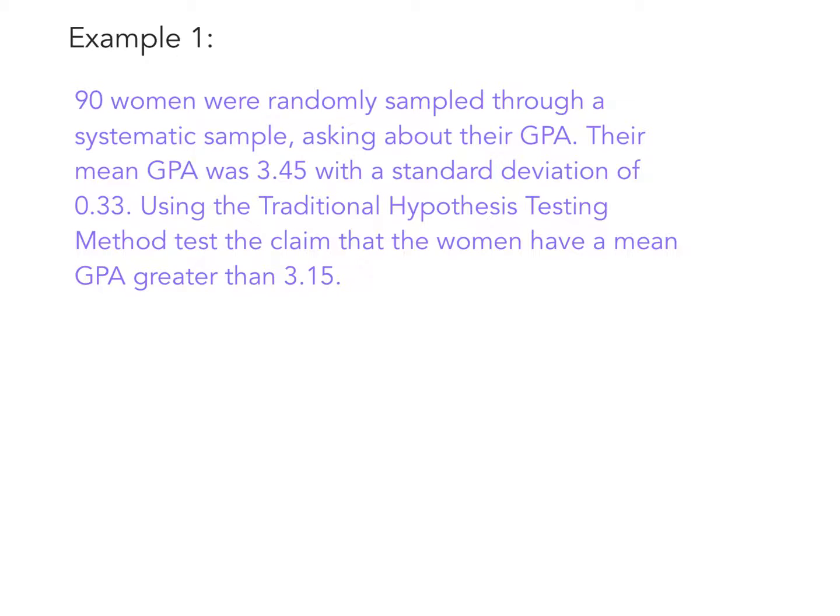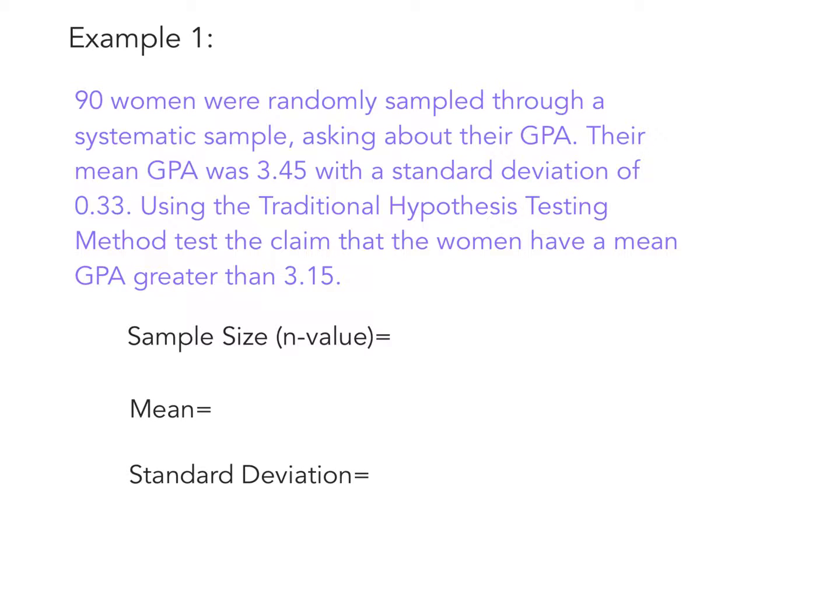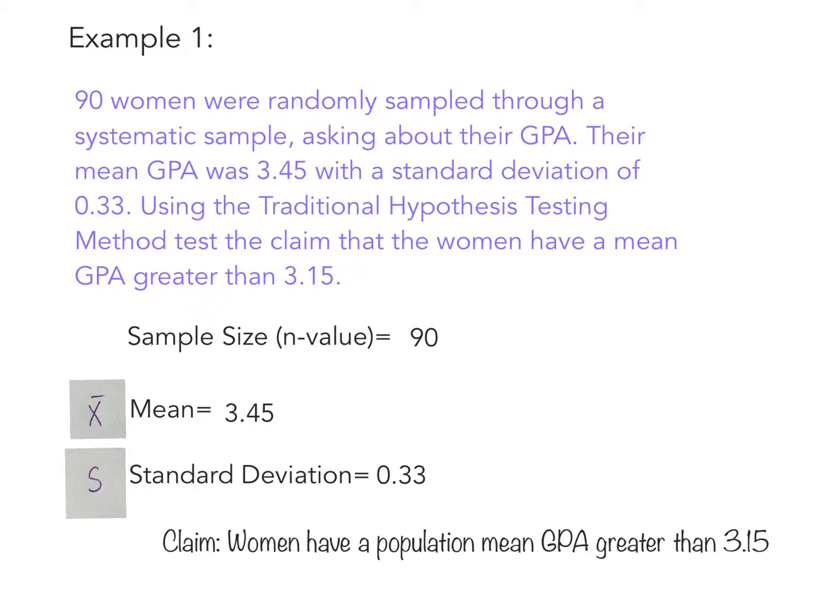I like to start these problems by pulling out all of the important information. That way, I don't need to keep referring back to an entire paragraph later on. In order to complete a hypothesis test, we're going to need to know the sample size, the mean, and the standard deviation. Because this was a conducted random sample, we know that we have a sample mean and a sample standard deviation. Since we do not know our population standard deviation, this is a t-distribution. For this particular problem, our n, or sample size, is 90, our sample mean is 3.45, and our sample standard deviation is 0.33. It's also helpful to pull out our claim.